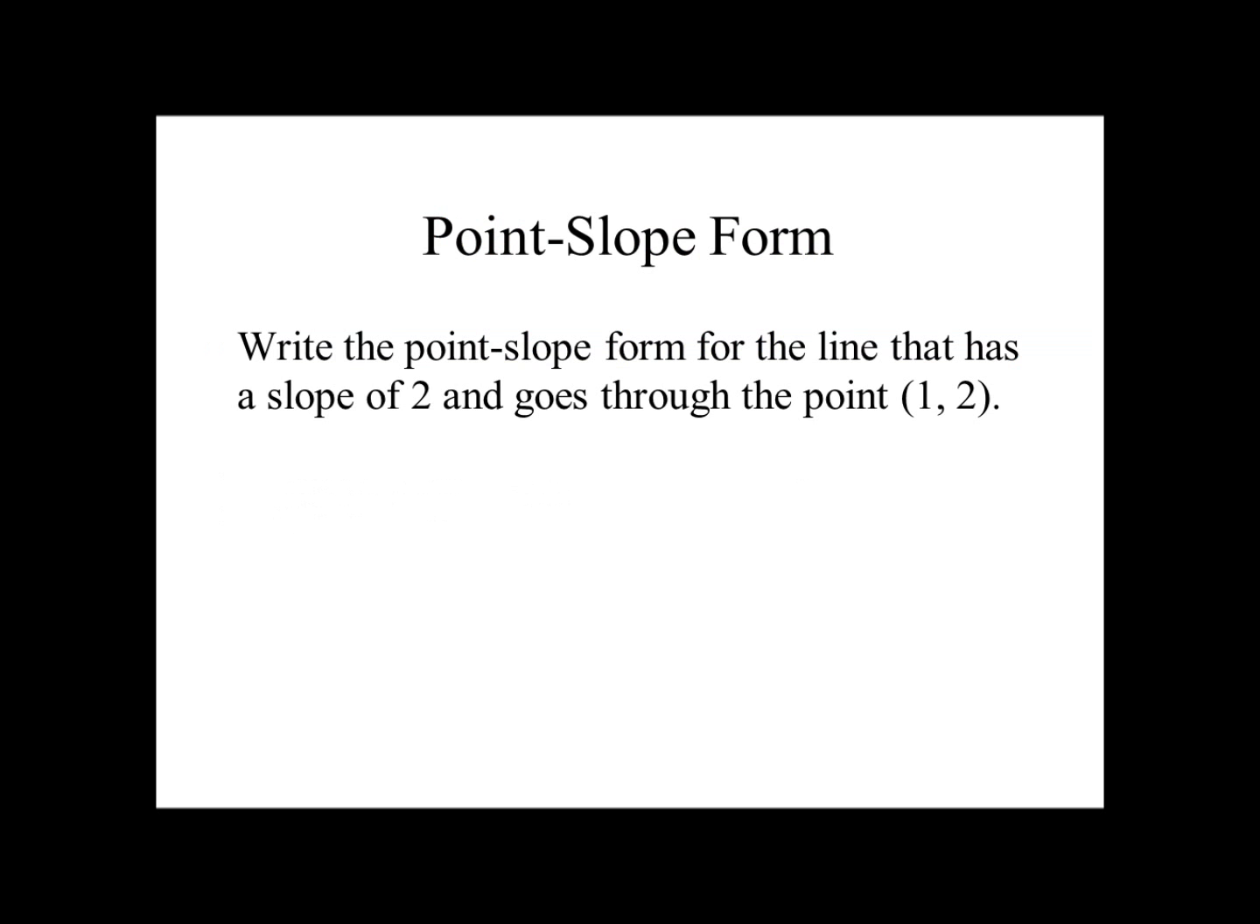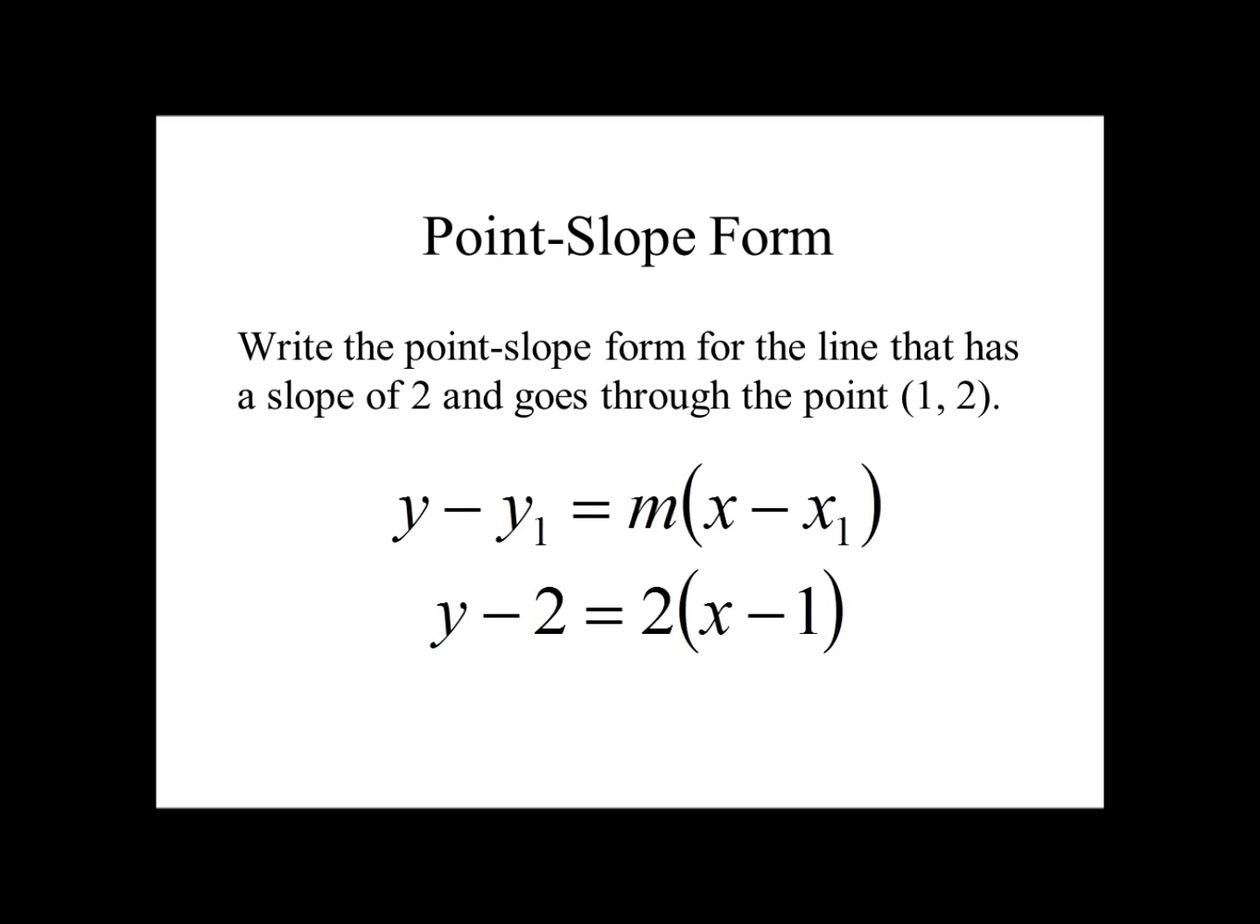So let's use the point-slope form and write it for the line that has a slope of 2 and goes through the point 1, 2. So we're told a point 1, 2. We're told a slope. So this is a perfect form to use. Now we're plugging our point in for x1 and y1, and we're plugging our slope in for m. So this would be the point-slope form for the line that has a slope of 2 and goes through the point 1, 2.